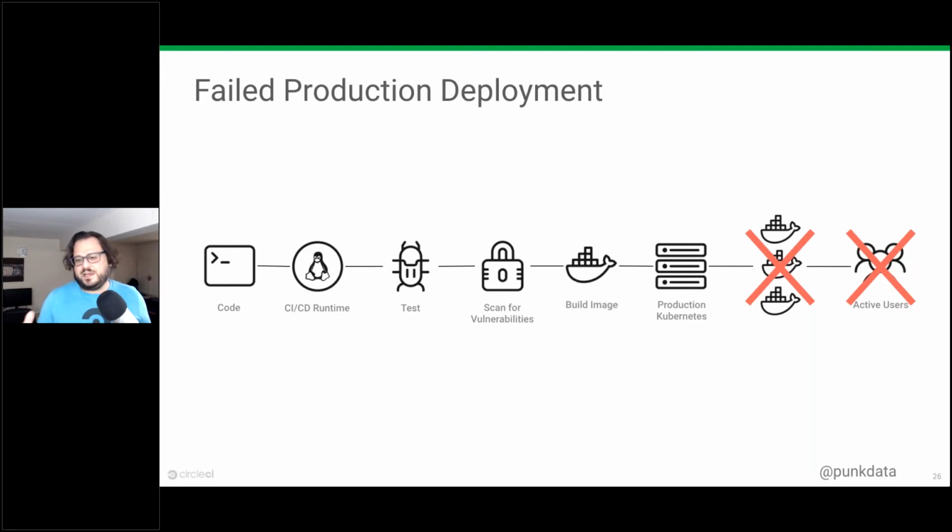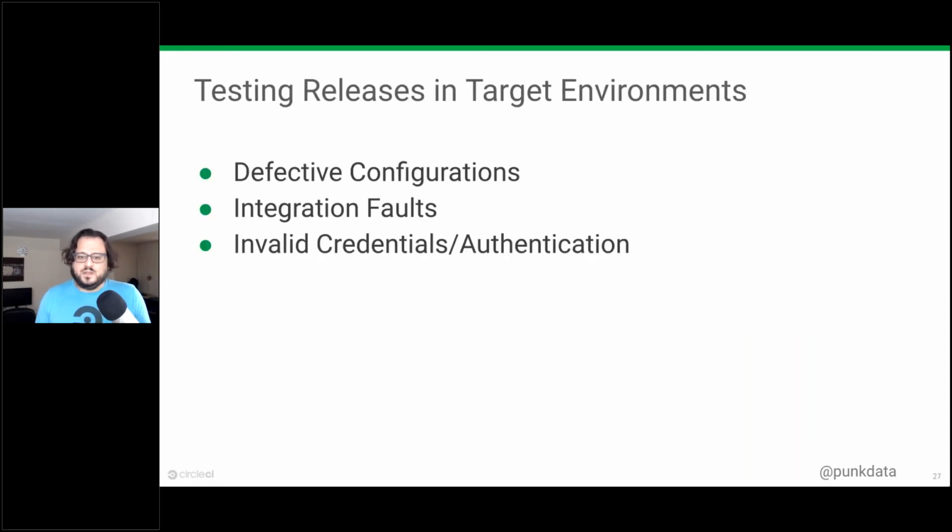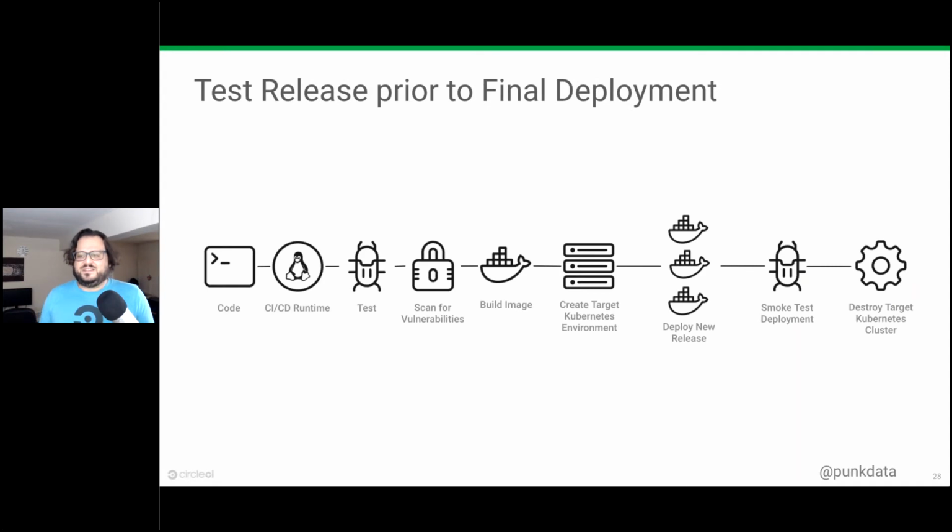Now, this is from the same visual as the previous example I showed you of failed production deployments. I just want you to notice that the environment we're looking at here is a pipeline that goes from a code change all the way through to pushing the image or the application to a production level Kubernetes cluster. And let's say we have some problems with maybe a configuration. The application therefore is erroring out, and our users are not able to access it. So this right here is an example of testing the release prior to a final deployment.